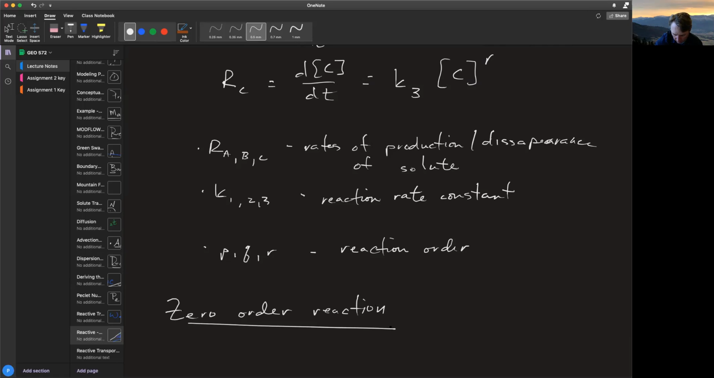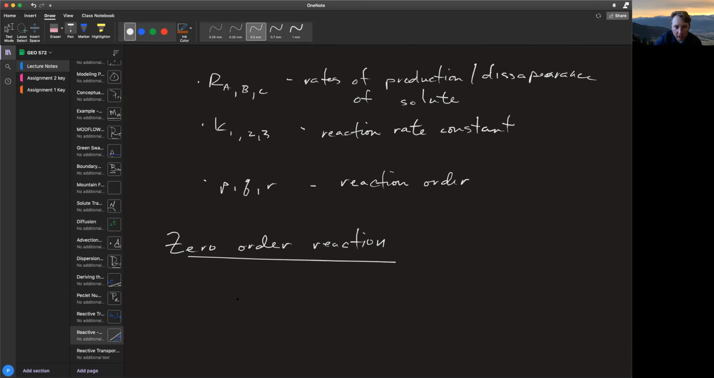All right. Then the rate of disappearance or production of A, for example, dA/dt, all right, would be K1, and then we would have A to the 0, that is equal to 1, so this is just equal to K1, all right? So what a zero order reaction means, a zero order kinetic reaction means a constant production rate or decay rate, irrespective of the concentration, all right?